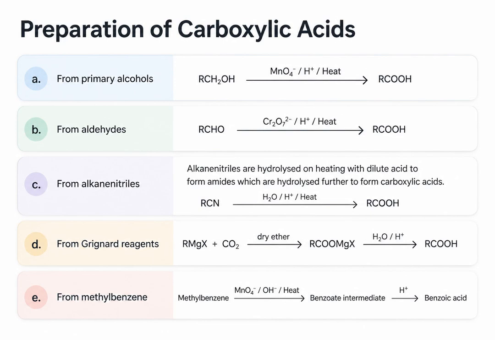Finally, let's review the preparation of carboxylic acids. They are readily formed by the strong oxidation of primary alcohols or aldehydes. We can also hydrolyze alkane nitriles by heating them with dilute acid. A powerful chain-extending method involves reacting a Grignard reagent with carbon dioxide, or dry ice. For aromatic acids, vigorously oxidizing methylbenzene yields benzoic acid.